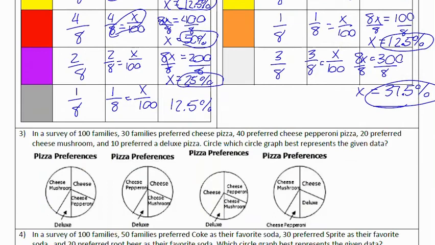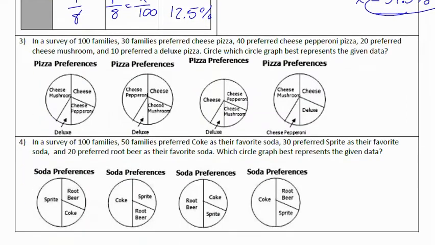All right, so let's look at number 3 and number 4. Number 3 and number 4 is just looking at data and determining which circle graph matches it most appropriately. So in number 3, it says a survey of 100 families, 30 families preferred cheese pizza, 40 families preferred cheese pepperoni pizza, 20 preferred cheese mushroom, and 10 preferred deluxe. Which circle graph best represents the given data? So the easiest way to look at these is to look at the largest and then look at the smallest.